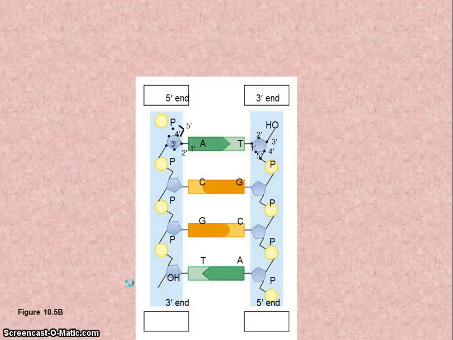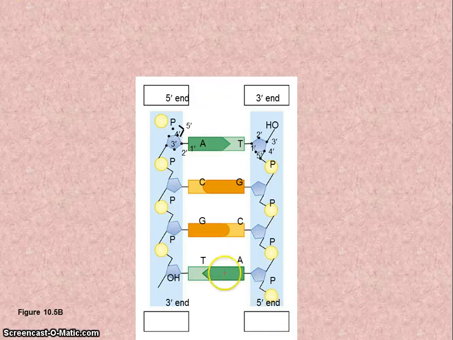This is just showing you the structure of DNA. I want to point out that we have what are called these 3' and 5' ends. And I want you also to notice that they are what's called anti-parallel. Okay, the prime refers to the number of the carbons. You can see that they're all numbered. So the 3' end is here, and this is the 5' end here.